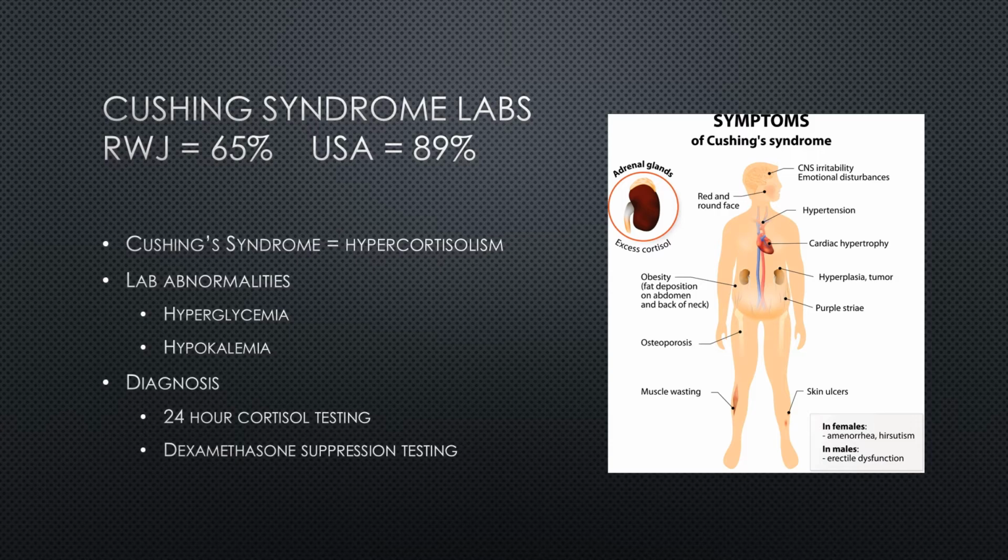You can diagnose this by 24-hour cortisol testing or something called a dexamethasone suppression test, which those of you who went through a medicine internship may have heard of in the past. It's where a dose of dexamethasone is given and the level of cortisol is measured thereafter. If the level of cortisol remains high, that is how Cushing syndrome is diagnosed, and if the dexamethasone suppresses the cortisol release, then the diagnosis is less certain.